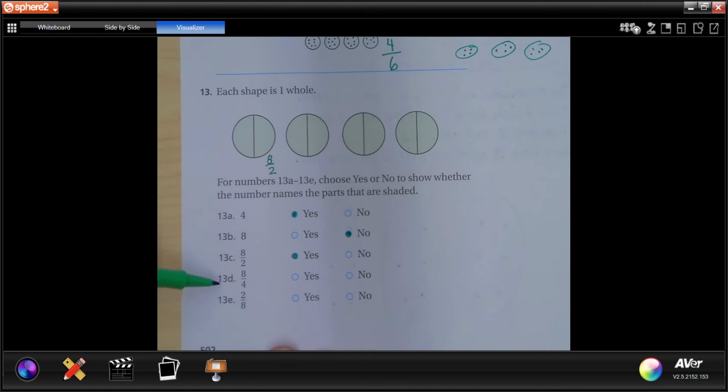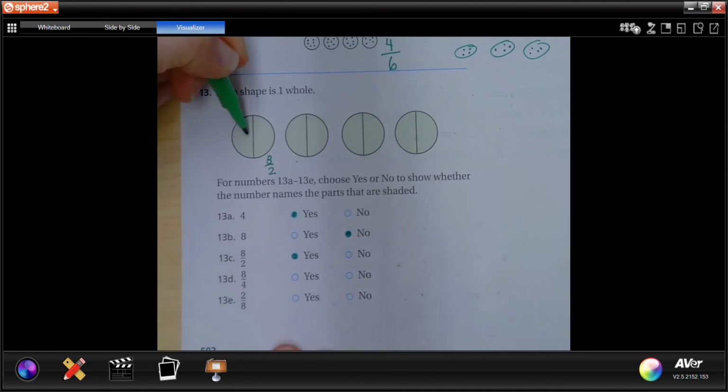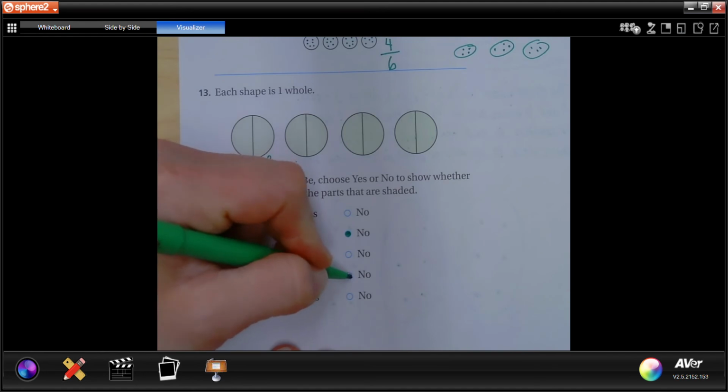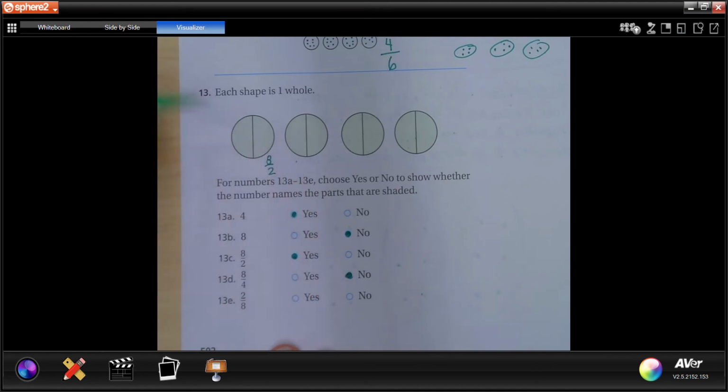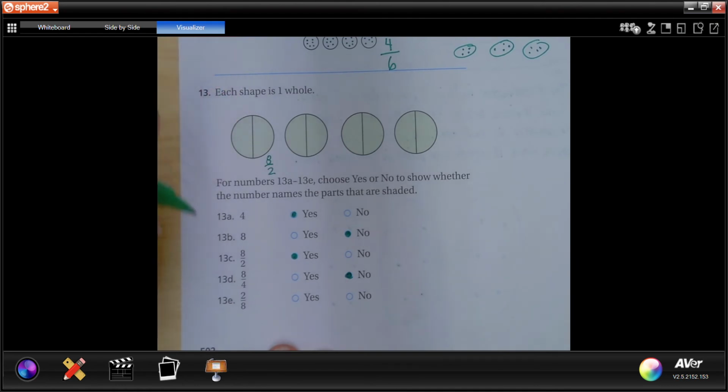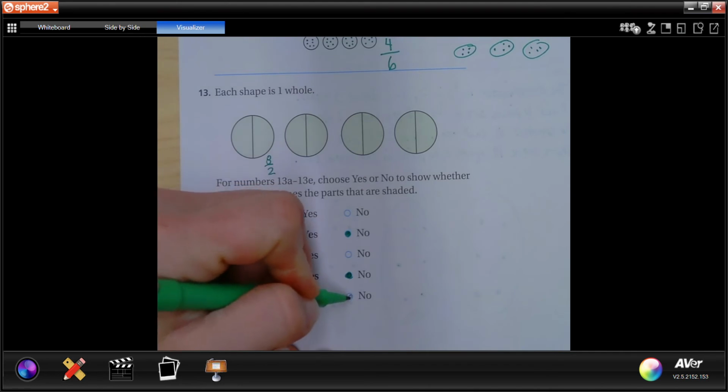What about for 13d? 8/4. Are there 4 in a whole? 1, 2. No, there are not. So that cannot be correct. Are there 8 in one whole? No, there are 2 in one whole. So that cannot be correct.